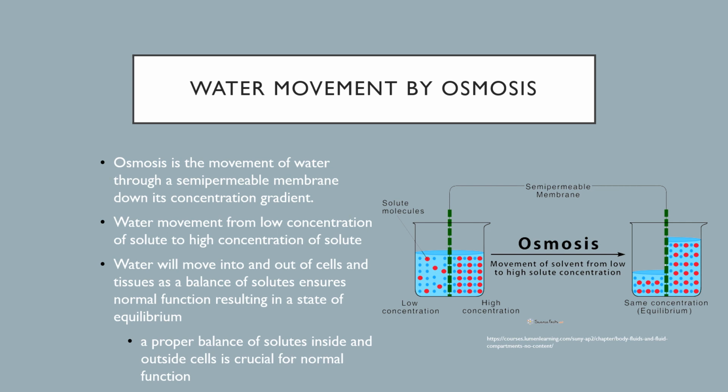Water moves in and out of cells and tissues as a balance of solutes ensures normal functioning, resulting in a state of equilibrium. A proper balance of solutes inside and outside of the cells is crucial for normal functioning. On the next two slides, I will talk about hydrostatic pressure and osmotic pressure, also known as oncotic pressure.